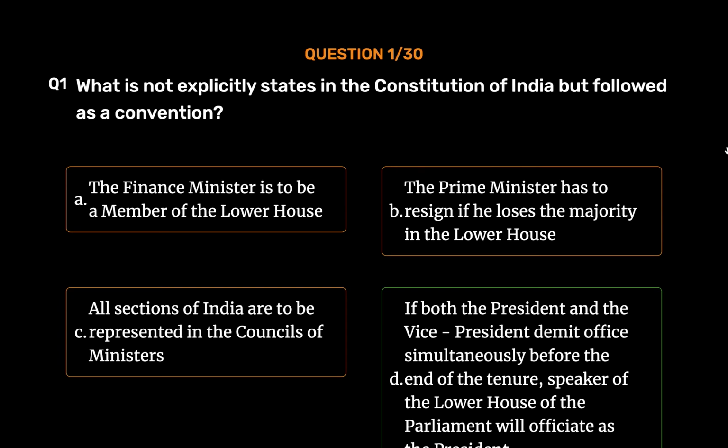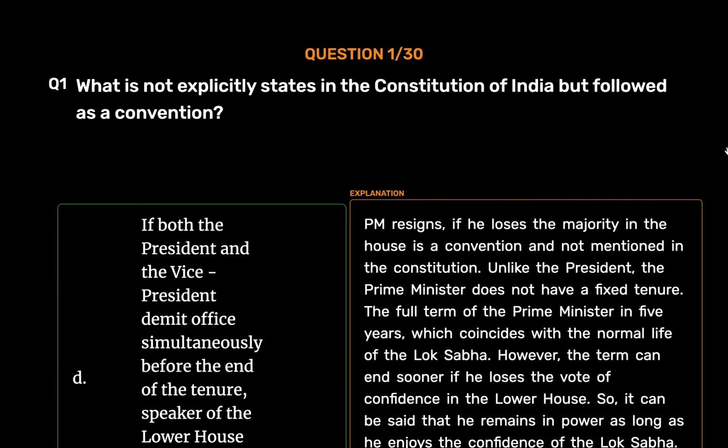If both the President and the Vice President demit office simultaneously before the end of the tenure, Speaker of the lower house of the Parliament will officiate as the President. PM resigns if he loses the majority in the House is a convention and not mentioned in the Constitution.